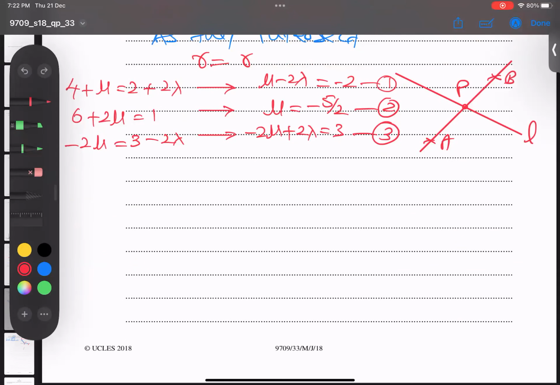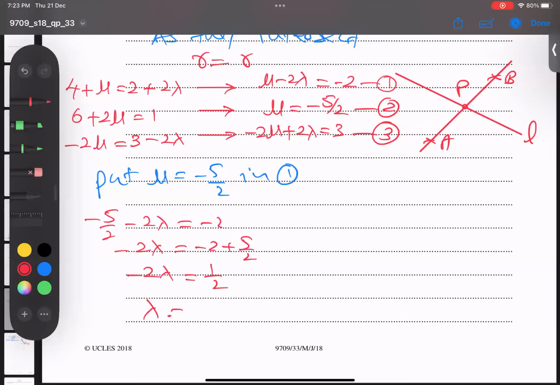So negative 5 over 2, negative 2 lambda equal to negative 2. Okay, so negative 2 lambda equals negative 2 plus 5 over 2. So 2 to the 4, and I got a half. And this 2 goes down, lambda becomes negative 1 over 4. I got the mu value, I got the lambda value. Now this is called the check. This checking will help us see whether our lines are intersecting or not.